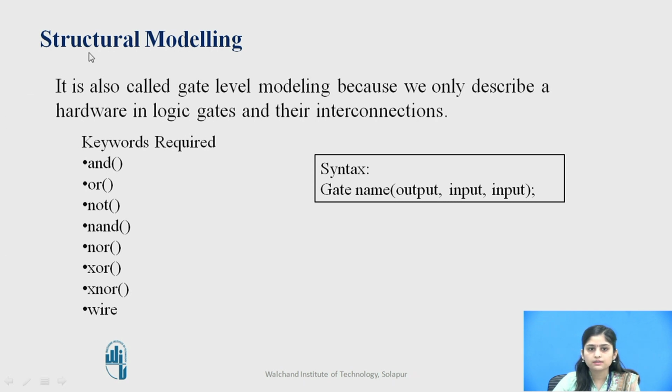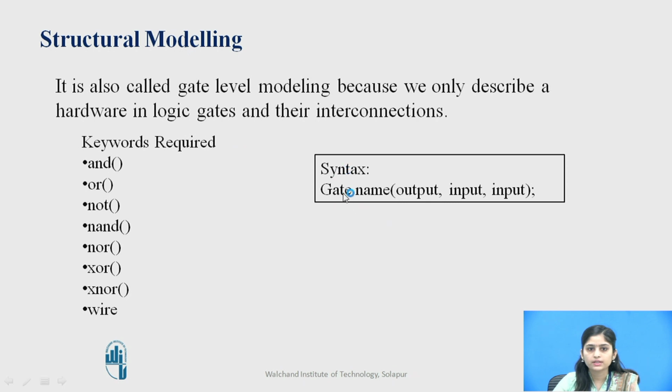So let us understand first of all the structural modeling in Verilog. The structural modeling is also known as gate level modeling because we only describe hardware in logic gates and their interconnection in structural modeling. The keywords used in the structural modeling are AND gate, OR gate, NOT gate, NAND gate, NOR, XOR, XNOR and wire.